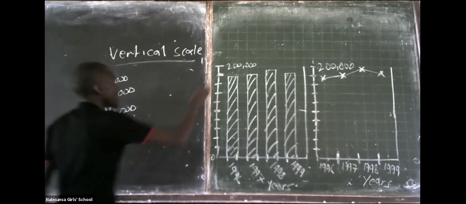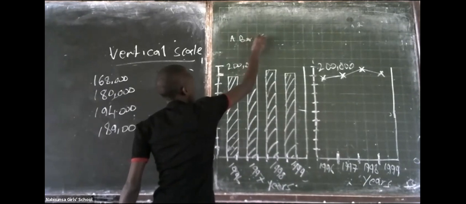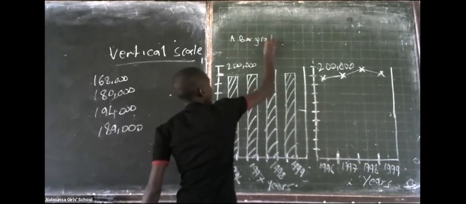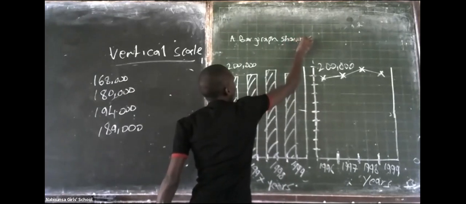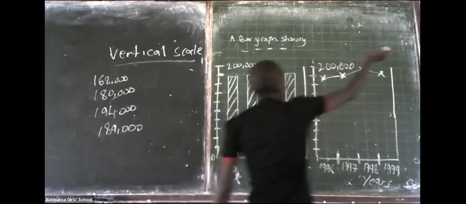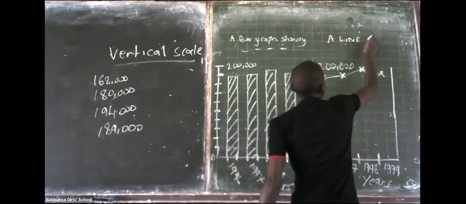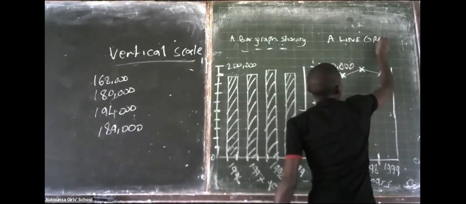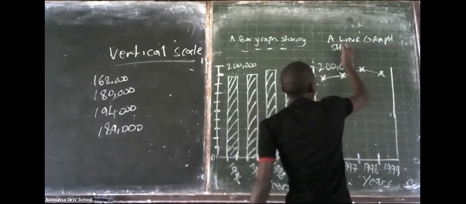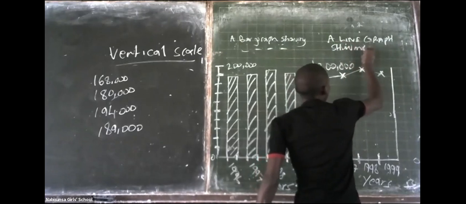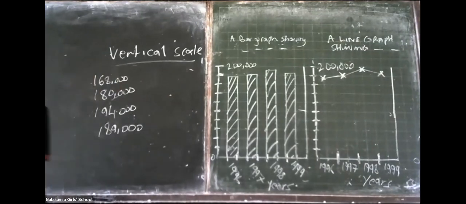Here you come and write in capital letters: a bar graph showing blah, blah, blah. Then here you come and say a line graph showing blah, blah, blah. Are you seeing it?